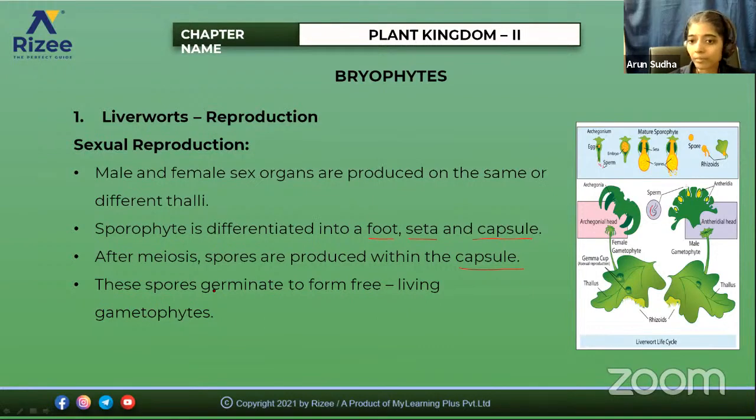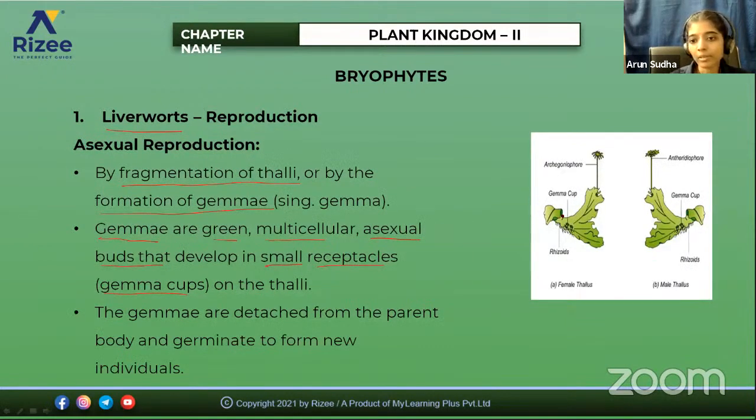So this is the structure of the gemma cup, and this Archegonium is the female sex organ, and this Antheridium is the male sex organ. The filament which holds the female sex organ, Archegonium, is called Archegoniophore. So this is the female thallus and this is the male thallus. So this is the thallus, not properly differentiated into root, stem, and leaf. So the different species will have different types of plant body here.